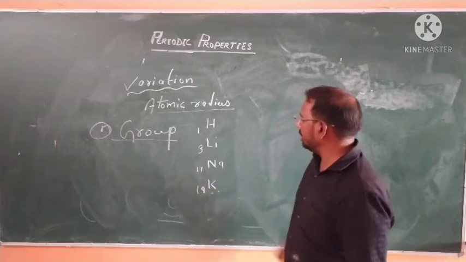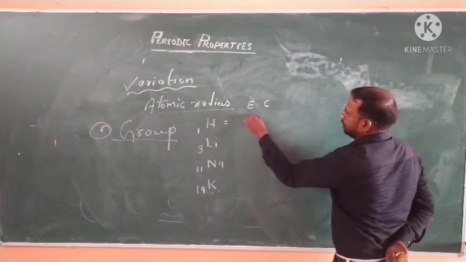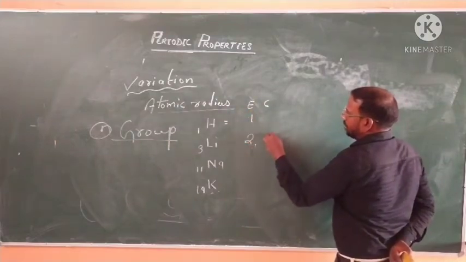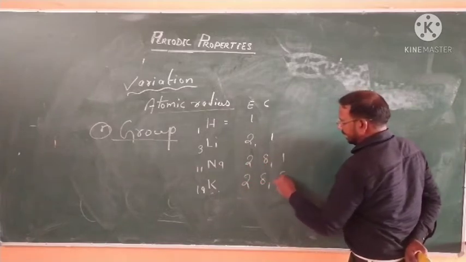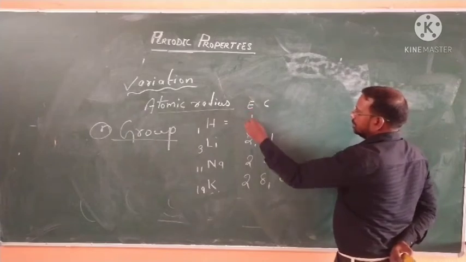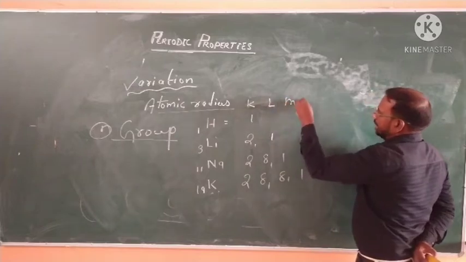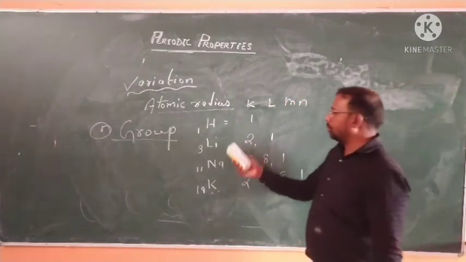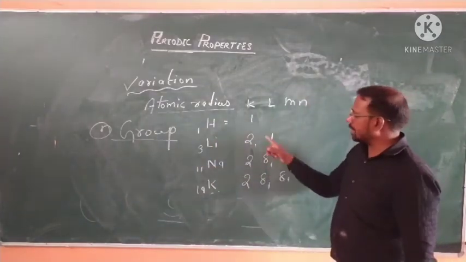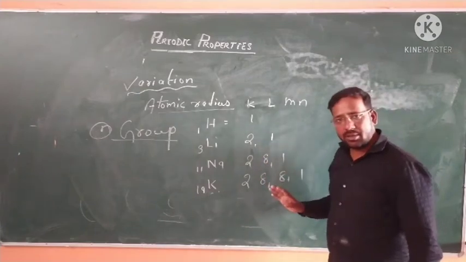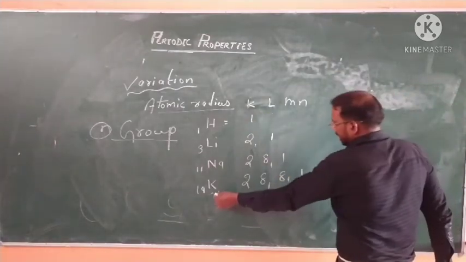So simply erase it. And if you write the electronic configuration, you will see that it has 1, 2 and 1, 2, 8, 1, 2, 8, 8, 1. It has only one shell, meaning which one? K shell, L shell, M shell and N shell. In the case of a group, when we move from top to bottom, you can see that the number of shells is increasing. Hydrogen has one shell, whereas potassium has 4 shells.